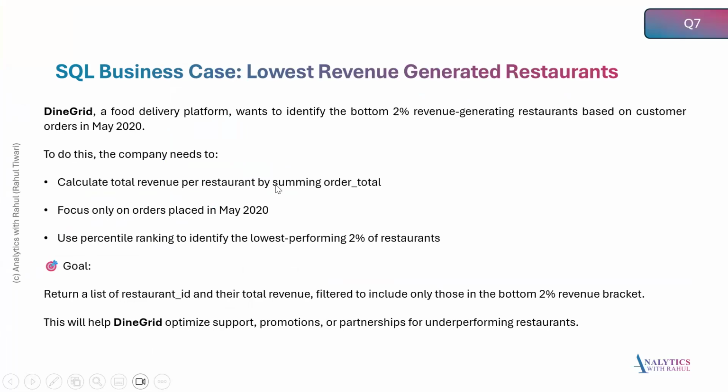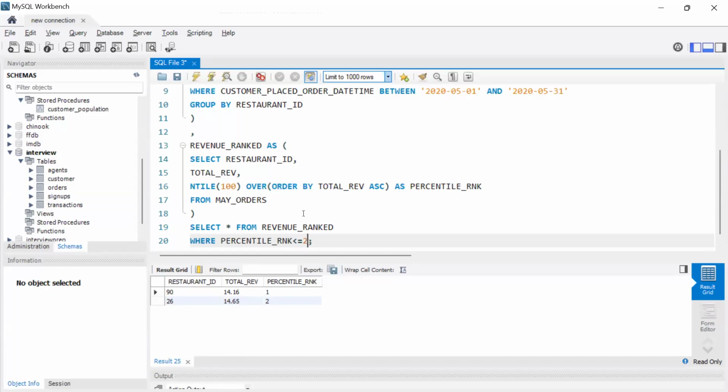Calculate the total revenue per restaurant by summing total. We did that. Focus on main data. We did that. Using percentile ranking, identify the lowest performing 2% of restaurants. So that is perfectly good.